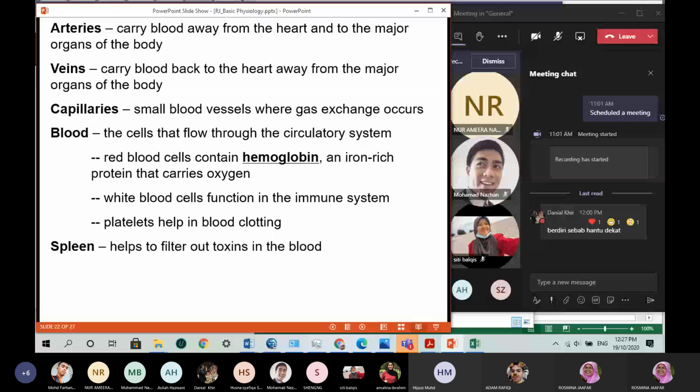Okay, the blood is the cells that flow through the circulatory system. It contains hemoglobin in the blood, in red blood cells. The hemoglobin is actually an iron-rich protein. And hemoglobin functions to bind to the oxygen molecules. Okay, you need to have iron because iron is important for binding the oxygen to the hemoglobin.